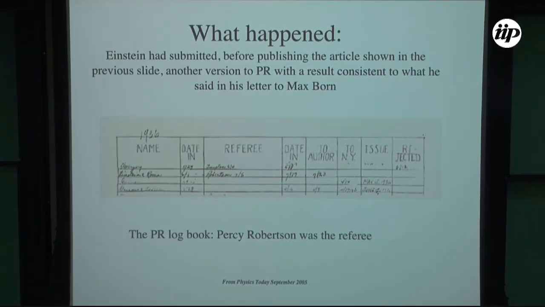Well, only in 2005 we learned the truth. It turns out that the paper that appeared in the Journal of the Franklin Institute, Einstein had submitted it to the Physical Review. And the Physical Review actually sent it to a referee that said that there were inconsistencies and the paper was wrong. And actually that paper was saying that gravitational waves did not exist. And Percy Robertson was Einstein's next-door neighbor at Princeton. So although Einstein never knew that Robertson was the referee for his paper, they had the chance to talk. He learned the mistakes he made and corrected the paper.